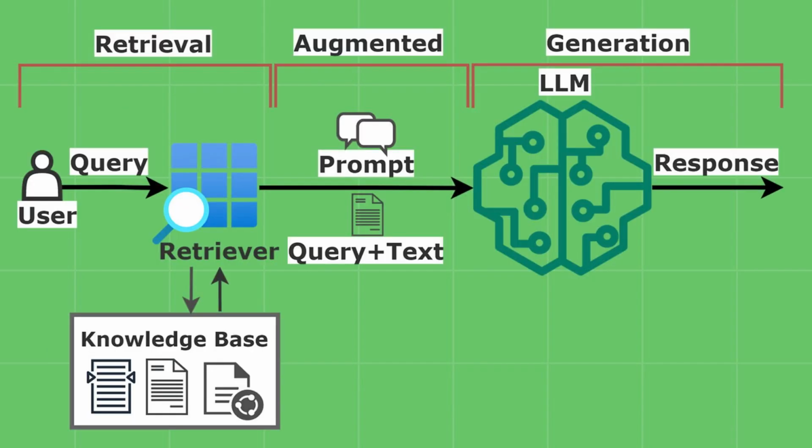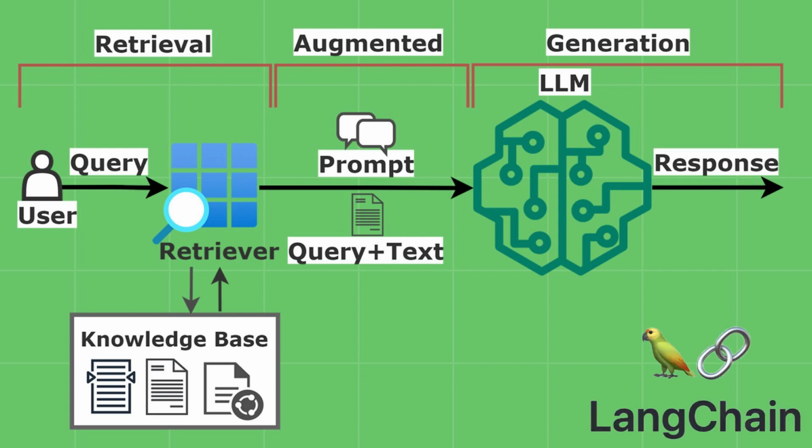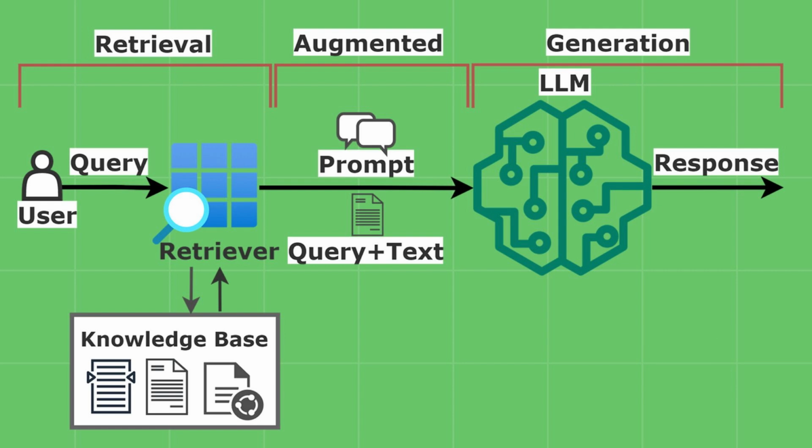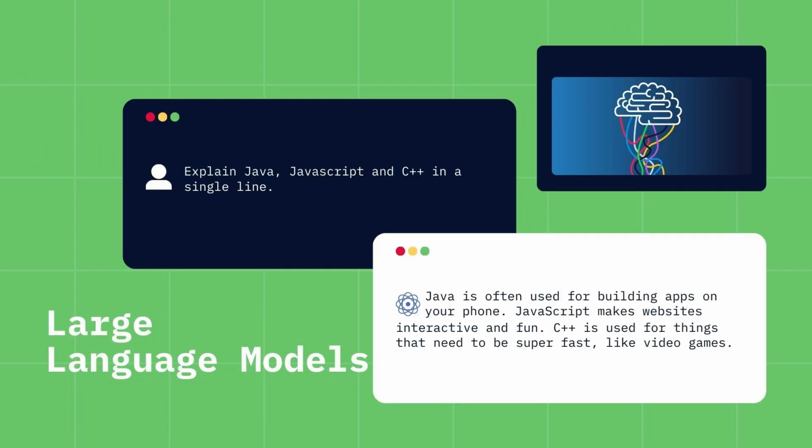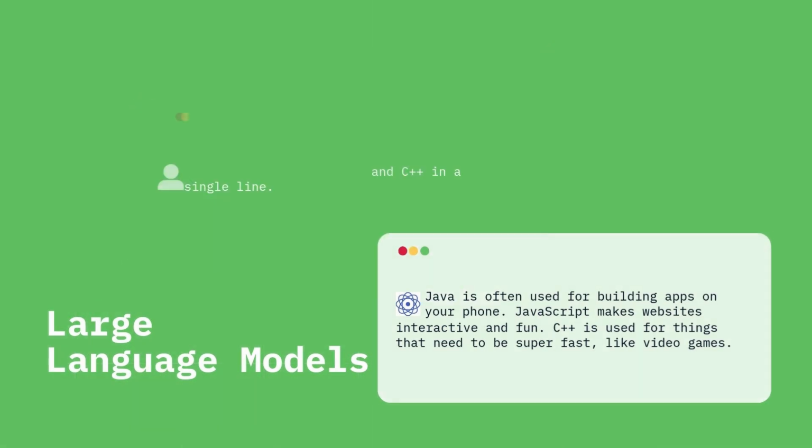Techniques like retrieval augmented generation, or RAG, often built with frameworks like Langchain, tried to bridge this gap. But integrating tools with LLMs was cumbersome, as each LLM provider, whether OpenAI, Gemini, or others, required their own unique setup. This lack of standardization made it tough for developers to create seamless, tool-empowered AI applications.